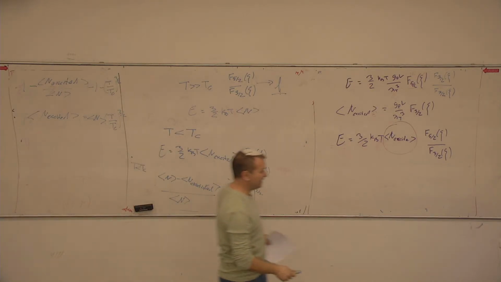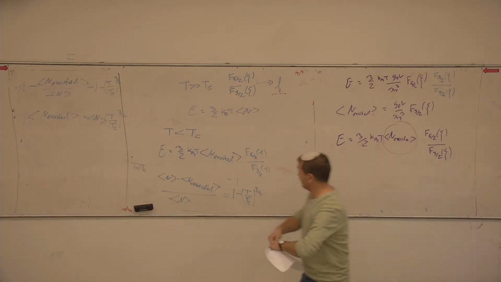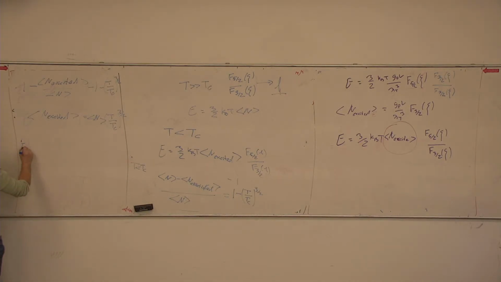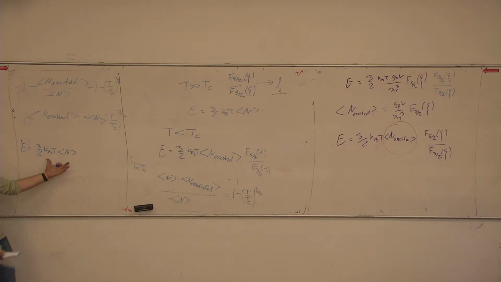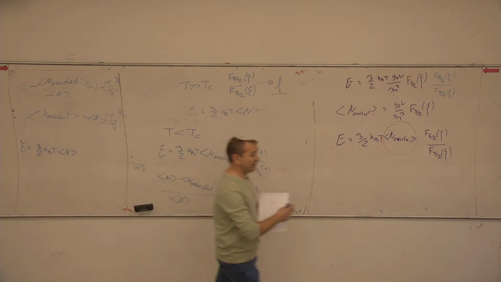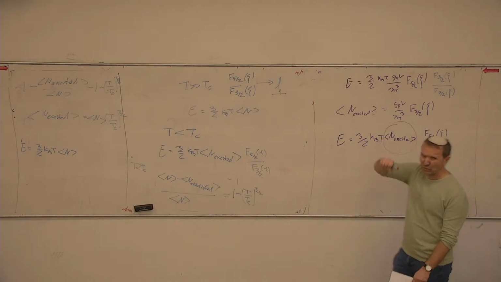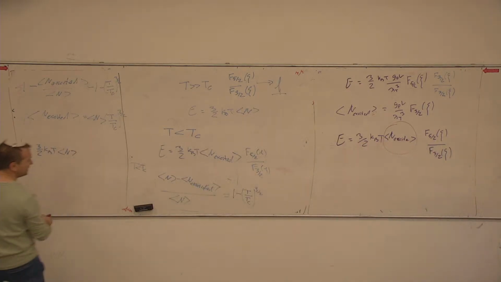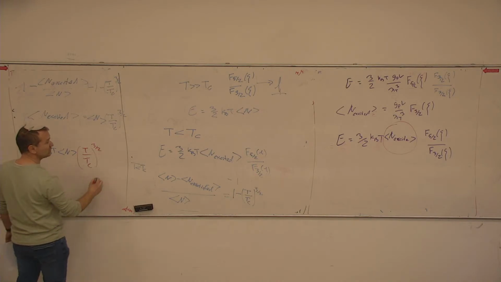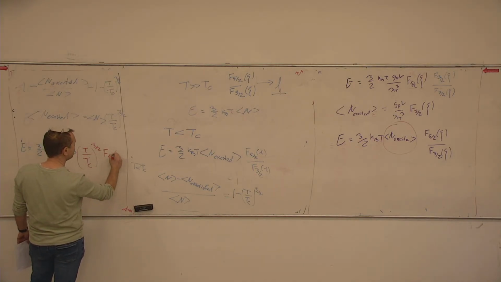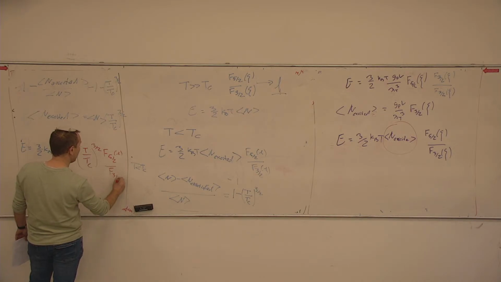Okay, let's plug it inside. And we obtain that E equals 3/2 k Boltzmann T multiplied by the average number of particles. This is the classical stuff. Everything is fine, but we have this addition due to quantum properties. And this addition is T divided by Tc to the power of 3/2 multiplied by F 5/2 of 1 divided by F 3/2 of 1.